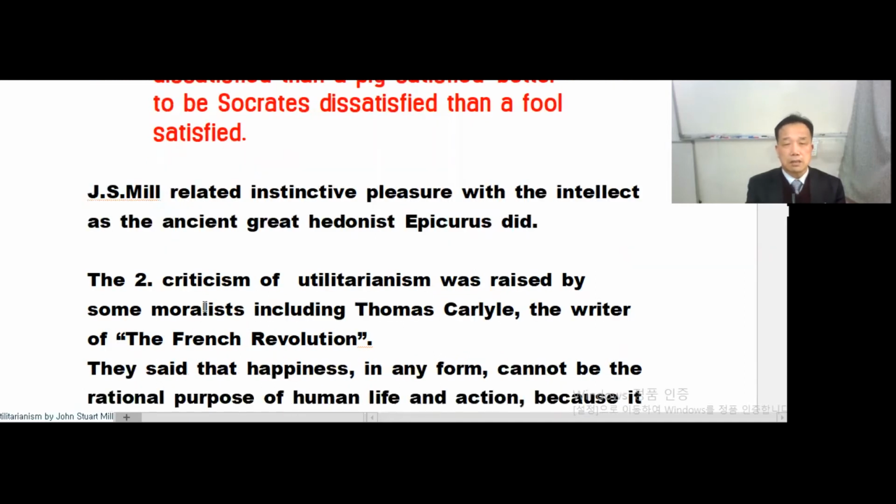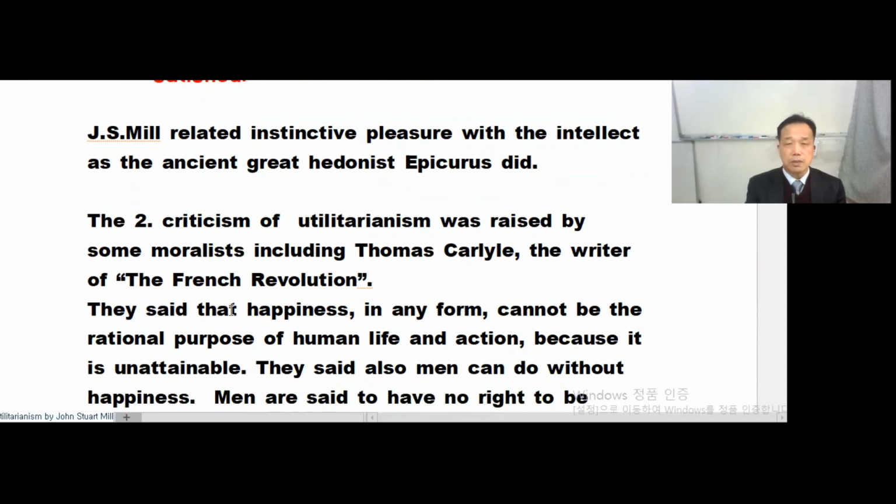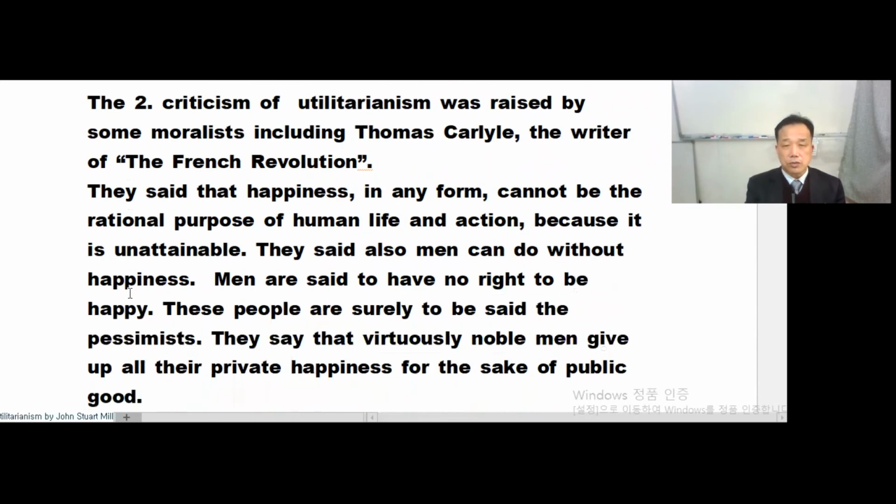The second criticism of utilitarianism was raised by some moralists, including Thomas Carlyle, the writer of The French Revolution. They said that happiness in any form cannot be a rational purpose of human life and action because it is unattainable. They said also that man can do without happiness. Men are said to have no right to be happy. These people are surely to be called pessimists. They say that the virtuously noble man gives up all his private happiness for the sake of the public good.